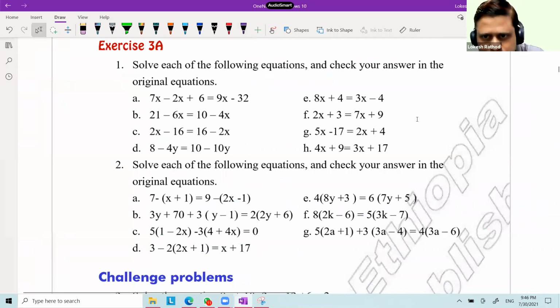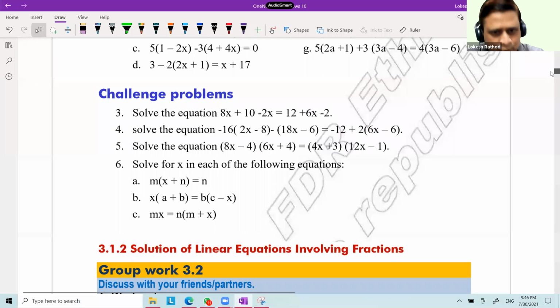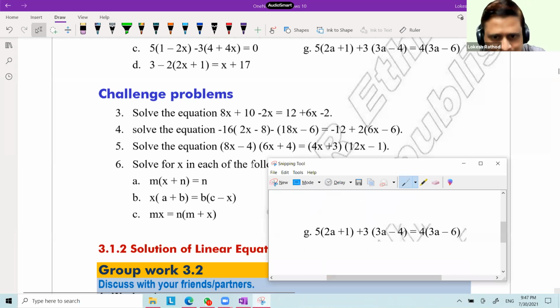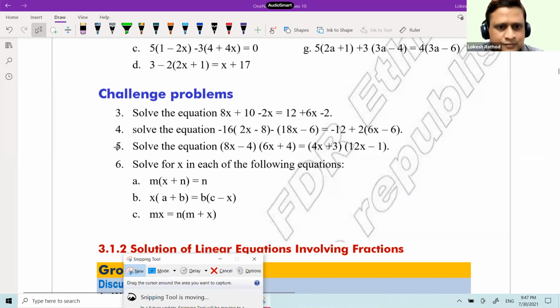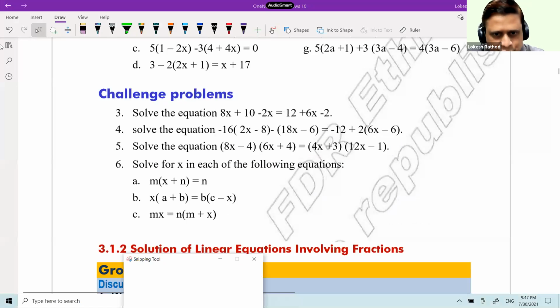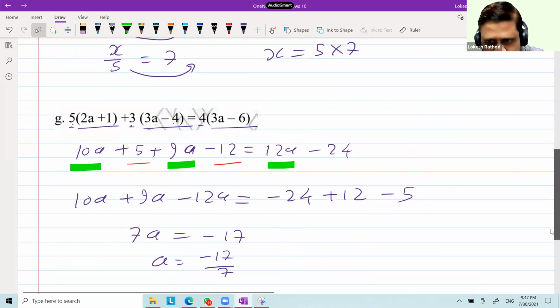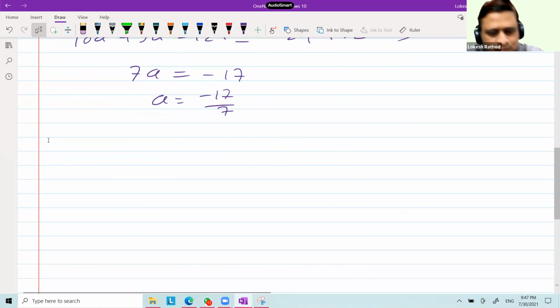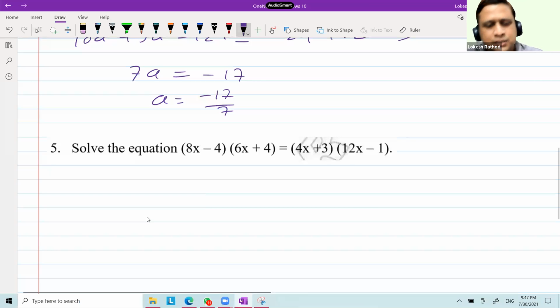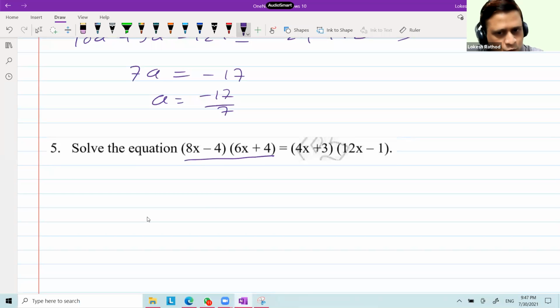Now, if we do the next type of question, I'll do some selected questions from here. Let's do this fifth question, right? Solve the equation. As you can see, on both sides, it's a multiplication of 2 brackets, and here also a multiplication of 2 brackets. So we multiply them, right?